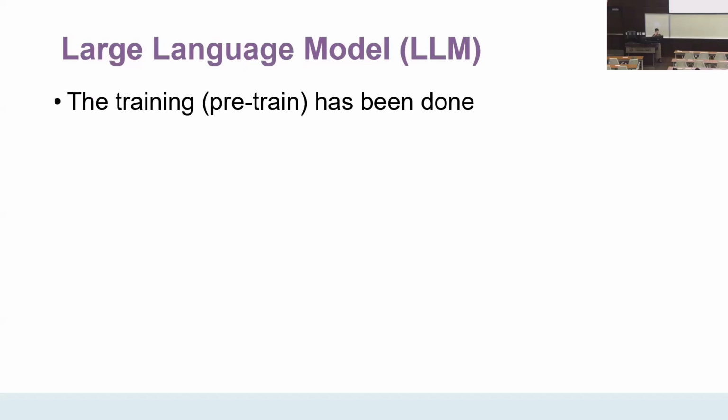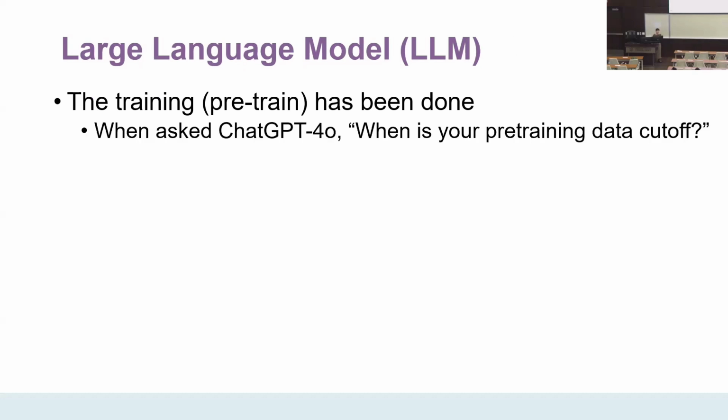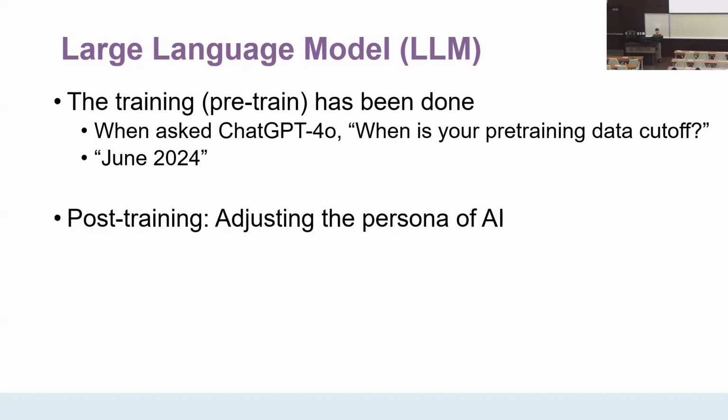And also remember that for these models, the so-called training, or what we call pre-training, has been done already. So if you ask ChatGPT 4o, when is your pre-training data cutoff? It will tell you it's June 2024. However, there is also something we call post-training, which is kind of like adjusting the persona of the AI.